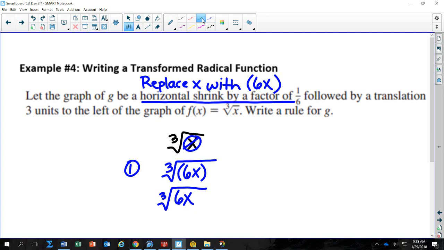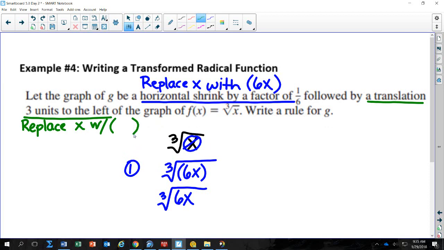Okay, the next step, it says followed by a translation 3 units to the left. Is that horizontal or vertical? Horizontal, so something inside the radical is changing, right? So 3 units to the left, that's horizontal, so again, horizontal. Your wording is replace x with something inside parentheses.